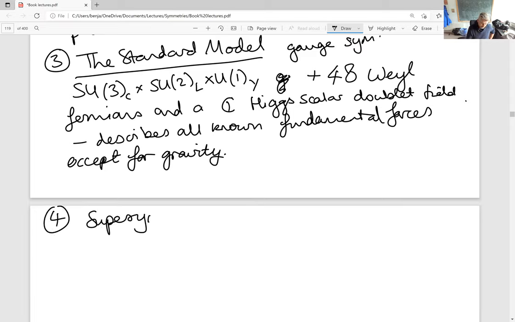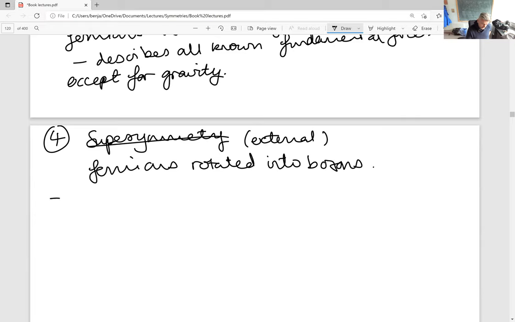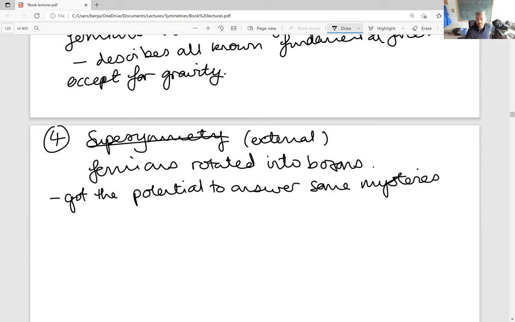Supersymmetry. This is a really new kind of symmetry. It's its own course in part three of the Mathematical Tripos at Cambridge. It's really a new kind of spacetime symmetry where fermions are rotated into bosons. It's got the potential to answer some mysteries of the standard model. And the real mystery is, why is the Higgs boson so light and stable towards quantum corrections?